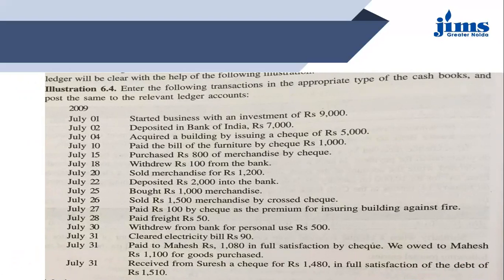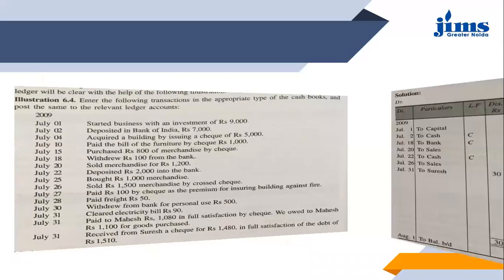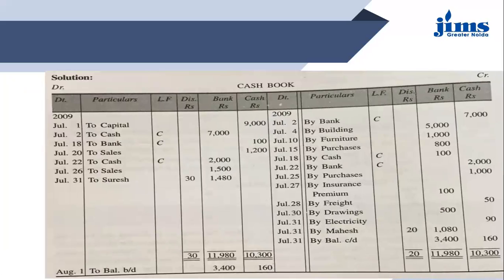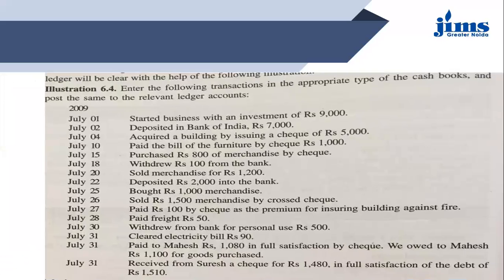By freight 50 rupees. Withdrew from bank for personal use 500. So we can see here, 28th of July, by freight 50 rupees, and then withdrew from bank for personal use. Now see, the owner is withdrawing from bank for his personal use. As I told you previously also, if anything is withdrawn from the business for personal use, a technical term is used for it, that is drawings. So by drawings on 30th July, there is an entry of 500 rupees under the bank column because it is being withdrawn from bank.